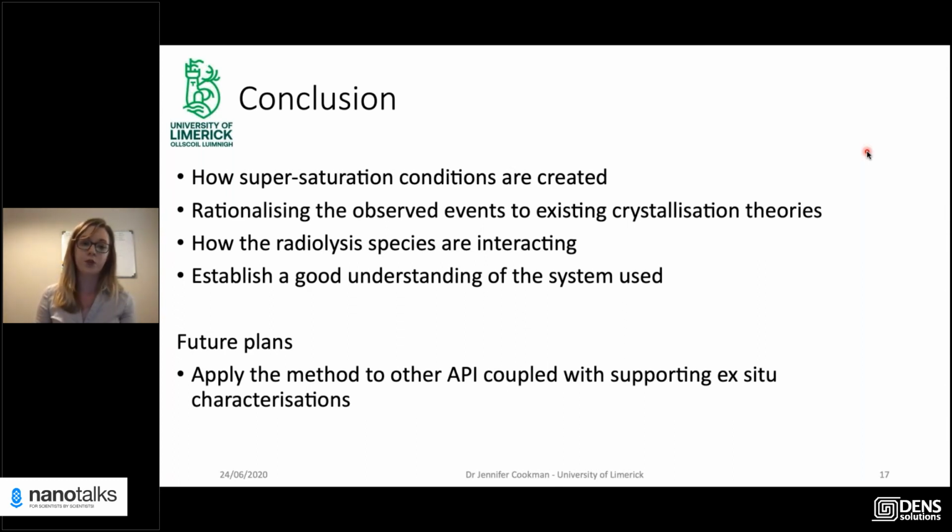There's a lot of work to be done on the radiolysis species and how they're interacting. The radical species in particular are highly reactive, but then the molecular species could interact a lot more with the molecules that we're wanting to look at. So there's a lot of work there, and even limiting the interactions of the non-desirable species, such as the gas species. But at the end of the day, I'd say the take-home message is you really need to establish a good understanding of the system being used, whether that be the actual solution that you're using, but also the equipment that you're using, just to understand how you're going to get a successful experiment.